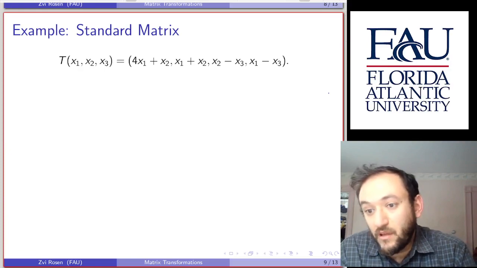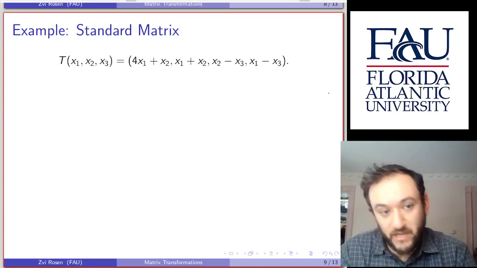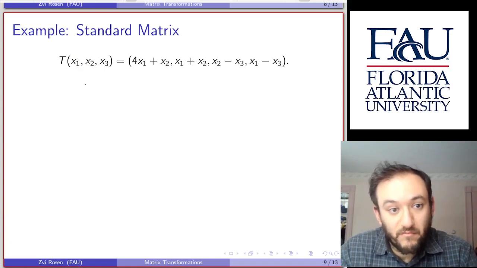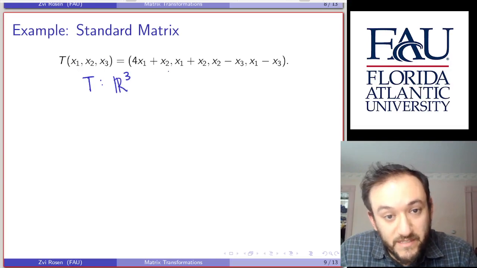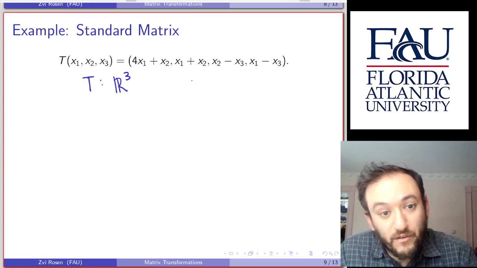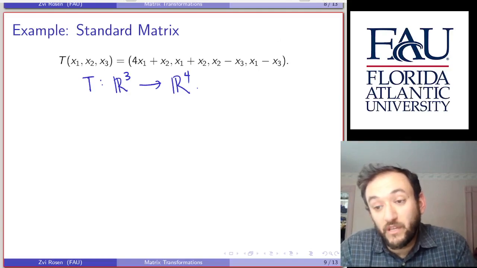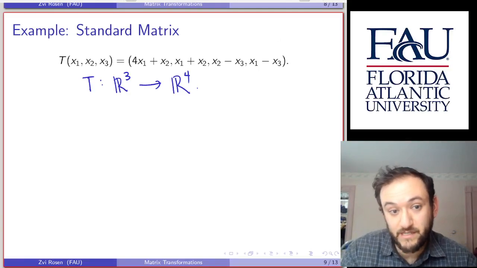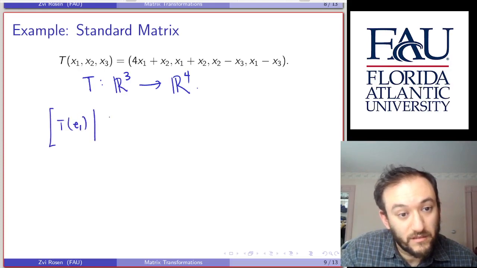So let's look at an example of turning a transformation into a matrix associated to the transformation, or the standard matrix. So here's a linear transformation T, which maps from R3, because there are 3 coordinates here, and the output is in R4 because there are 4 coordinates here. That means we should be looking for a 4 by 3 matrix. And the way that we get our matrix, we take T of e1, T of e2, and T of e3.